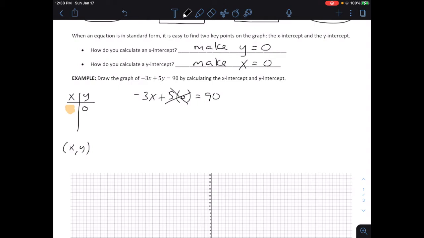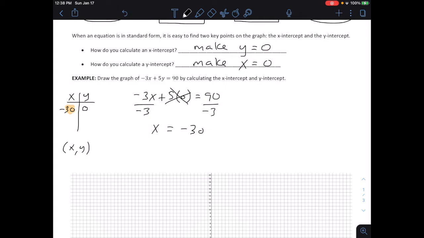So all I have to do is solve negative 3x equals 90. So all I have to do is divide by negative 3, and I end up with x is equal to negative 30. So I'm going to put a negative 30 over here. So my x-intercept is negative 30 comma 0. All right, and then for the y-intercept, it says make x equal 0.